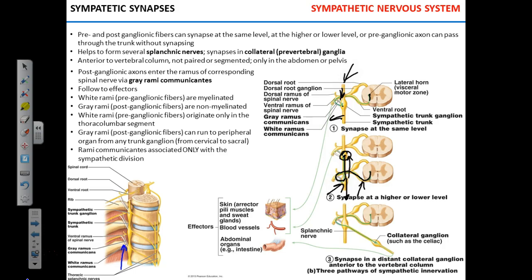There's a third option. The preganglionic fiber bypasses the sympathetic trunk and goes all the way to the so-called collateral ganglia, which are in the body periphery.